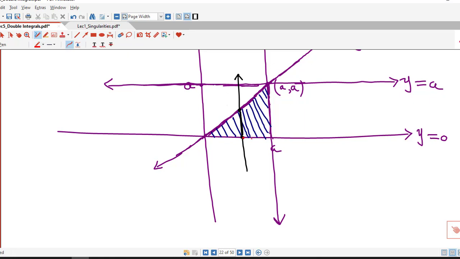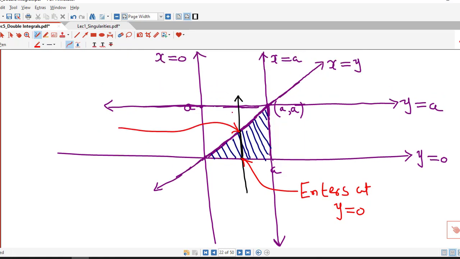So now this point is on the x axis and therefore the value of y at this point is 0. So here we write that the line enters at y equal to 0, and this point is on the line y equal to x. So we can write that it leaves at y equal to x, and we have to concentrate on leftmost points and uppermost points of the region.